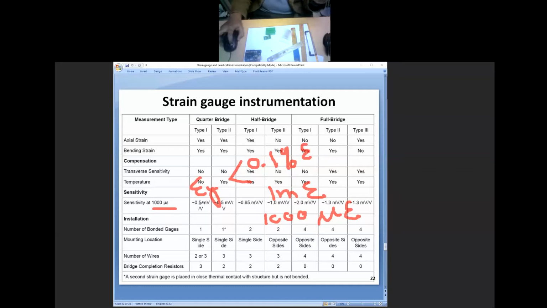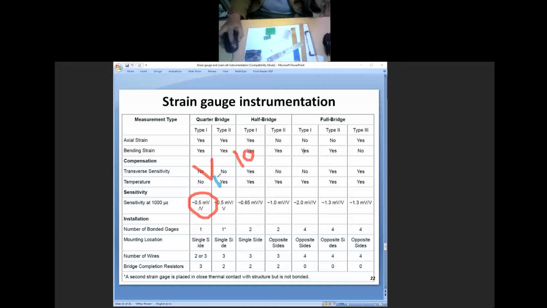Then what is the sensitivity? It is 0.5 millivolt per volt. What do you mean by this value? It means that, let's say my excitation voltage is 10 volt. VEX is equal to 10 volt. And my sensitivity is this much. Then what would be the V output?